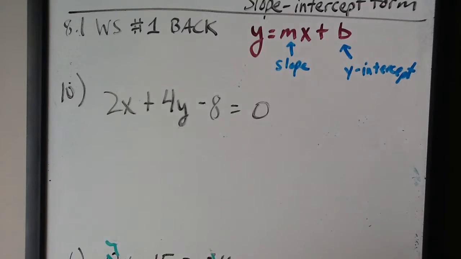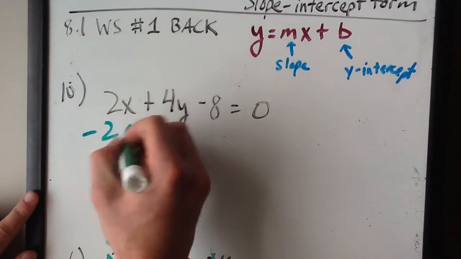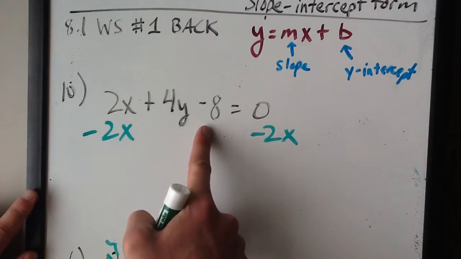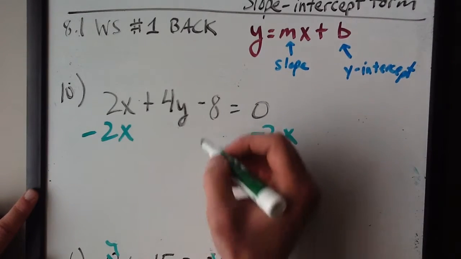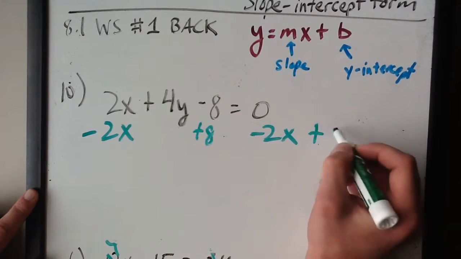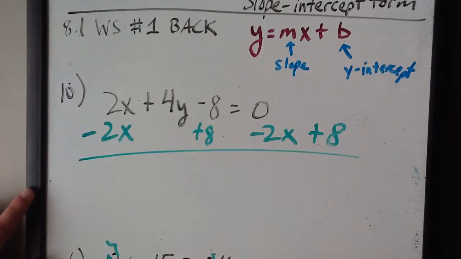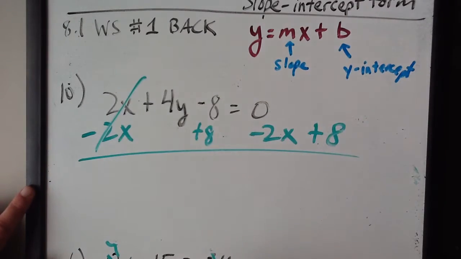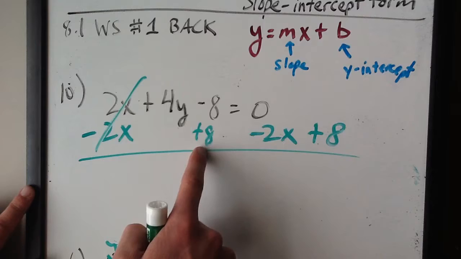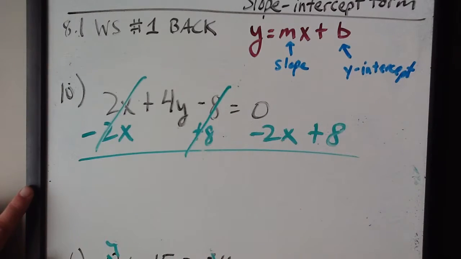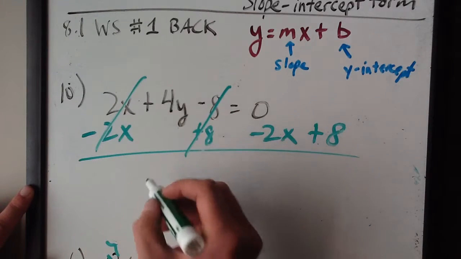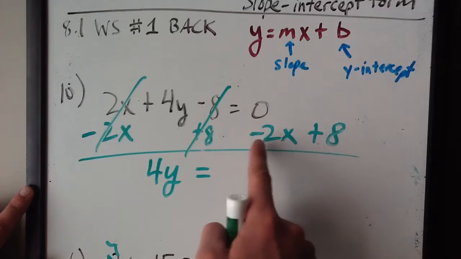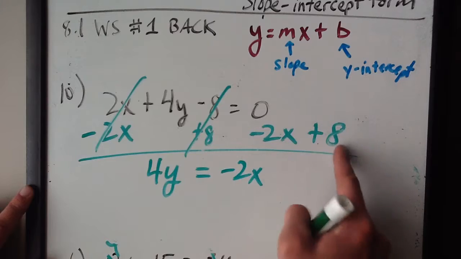So to do that, let's move 2x over here. So I'm going to subtract 2x, and here I have negative 8. So let's move negative 8 to the other side. To do that, I would add 8. Okay, so what am I left with? Well, these two x's, they cancel because 2x minus 2x is 0. Same thing here, negative 8 plus 8, that cancels because that's 0. And on the left side, you're left with 4y. 4y equals, over here you have this stuff, negative 2x plus 8.